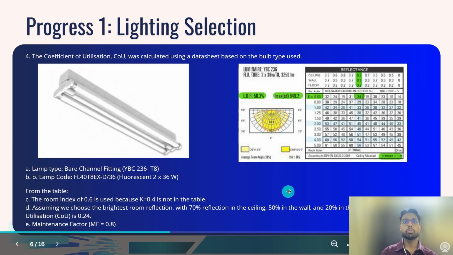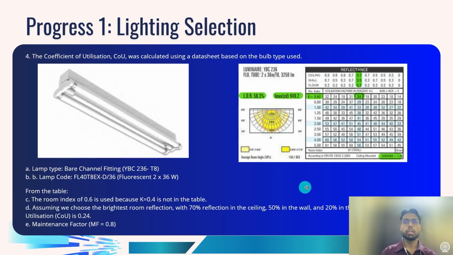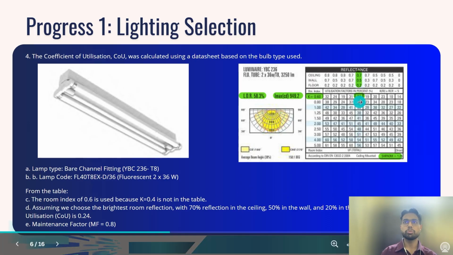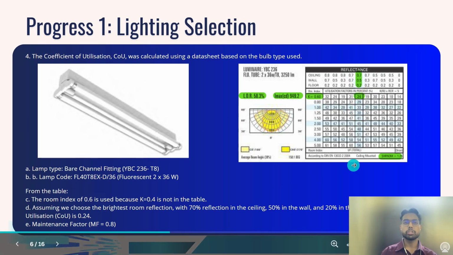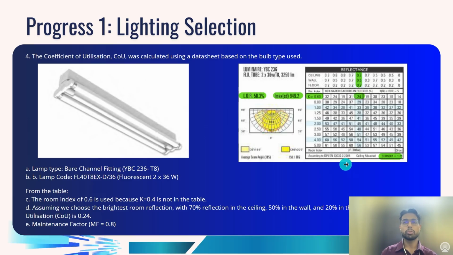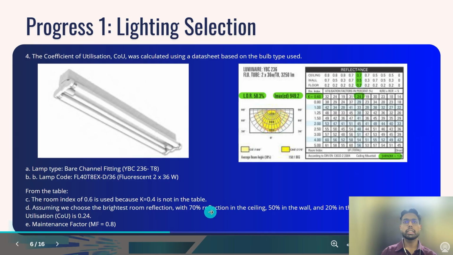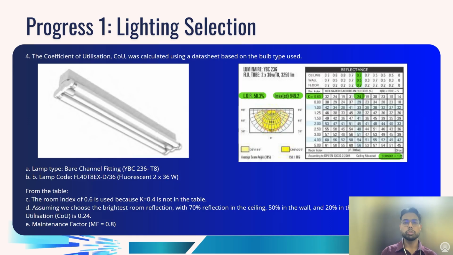Assuming we choose the brightest room reflection, with 70% reflection in the ceiling, 50% in the wall, and 20% in the floor, the coefficient of utilization is about 0.24, as I highlighted here. K equals 0.6 gives 0.24, and the maintenance factor we assume is kept at about 0.8. The COU chosen here is according to JKR specification, so that we have uniformity when designing the luminaire.